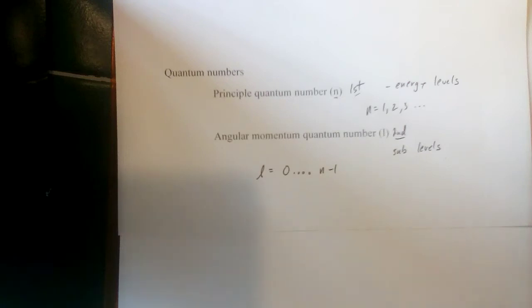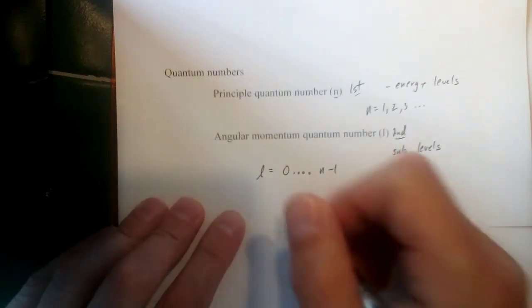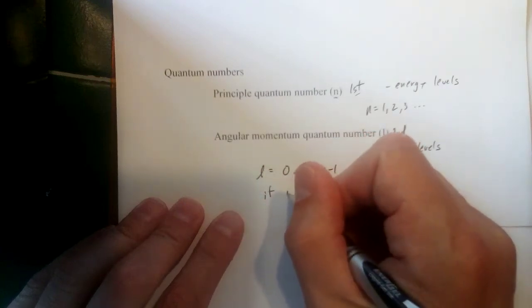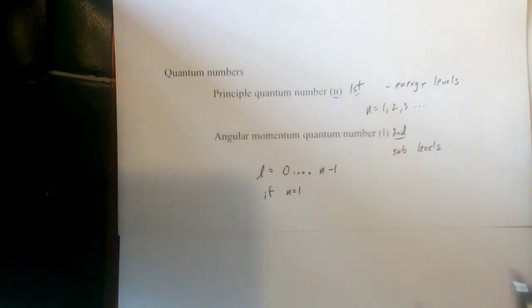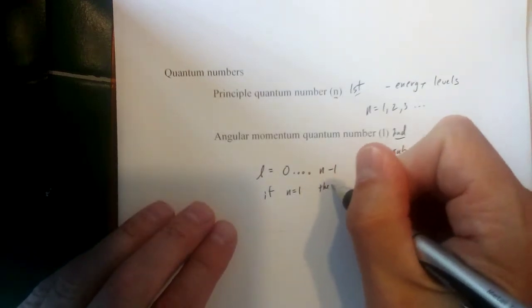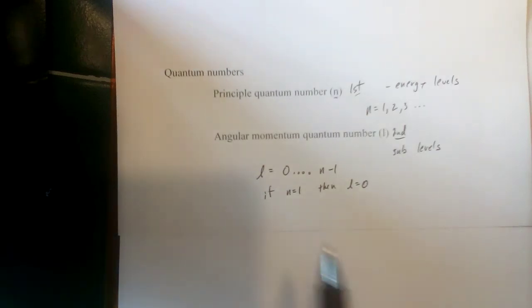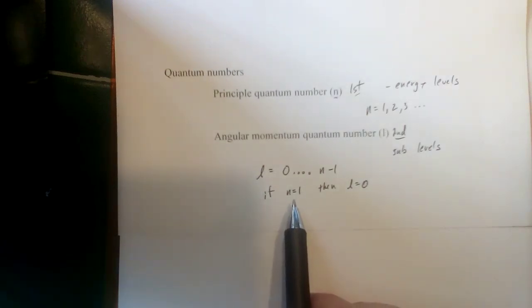Now again, this is to match what's actually observed. Don't ask, whoa, why is it 0? It starts at 0, and I'll explain maybe why that is a helpful way to think about it as we get to that. But what this means is if we start with n equals 1, the first energy level, n minus 1 would be 0. The only value possible for L is 0. So there's one sublevel in the first energy level.